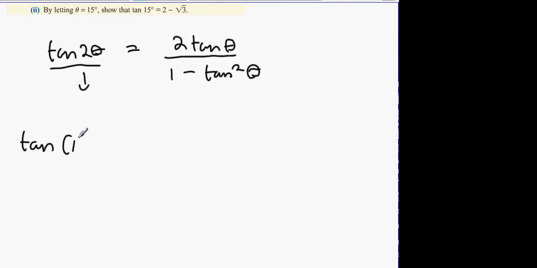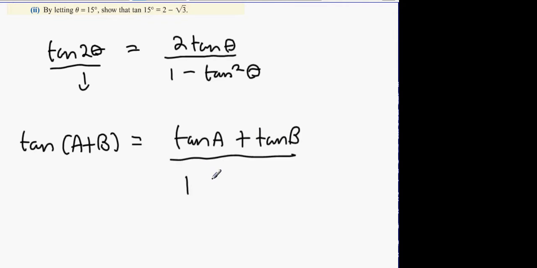Now, why would I go for tan (A plus B)? Can anybody tell me what's the reason behind that? It's very similar looking, and also, what can I do next, as in today's class already? A and B is theta, so people have already seen me do this. Theta and theta, that changes everything to thetas.